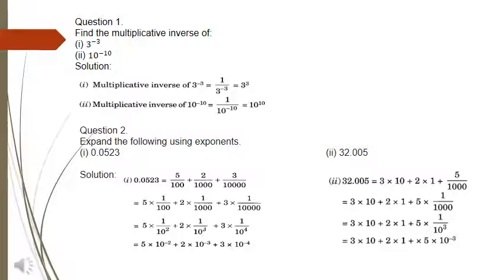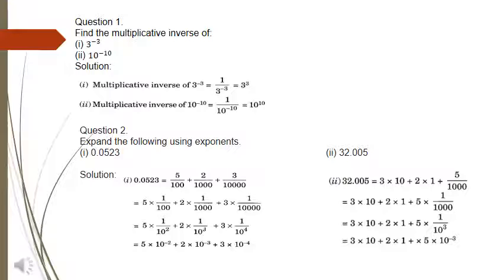Student, here are some examples based on today's topic. The first one is: find the multiplicative inverse of 3 raised to the power minus 3. Here we have to write the multiplicative inverse of this number. As we know, when we write the multiplicative inverse, we just interchange the denominator and numerator. So we'll express 3 raised to the power minus 3 in the form of 1 by 3 raised to the power minus 3, which is equal to 3 raised to the power 3, using a raised to the power minus b equals 1 by a raised to the power b. Similarly, we'll solve the second one, that is 10 raised to the power minus 10.